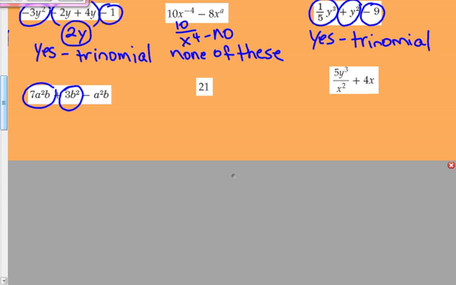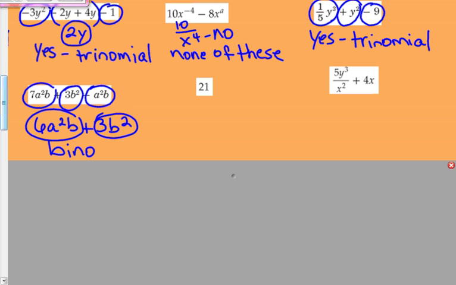Well, that's the same as the first a squared b. So this is like 7a squared b, take away 1a squared b, leaves 6a squared b with a positive 3b squared. So we have two terms. Once you combine any like terms you see, you're left with two. So this is a binomial. And yes, it is a polynomial, of course, if we're calling it a binomial.